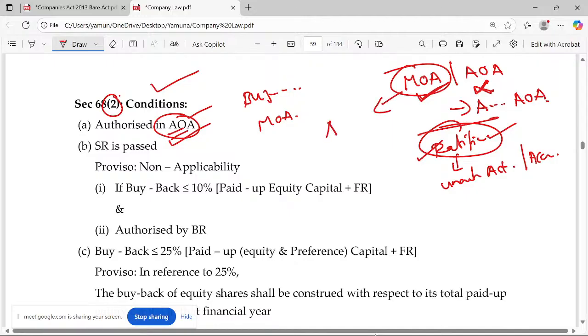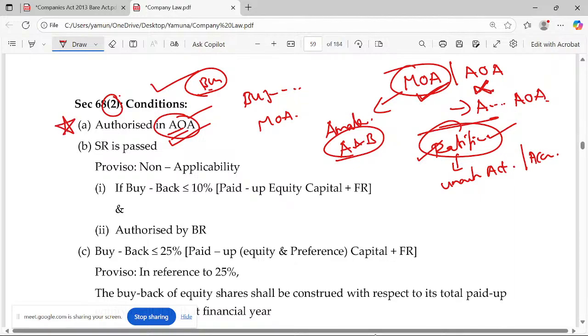Under the MOA, there is a clause with respect to amalgamation of companies. A company and B company are amalgamating. It's there in the MOA, but the provisions are missed out in the AOA. Whether you can amalgamate: yes, you can ratify and do it. But what about buyback? Buyback is definitely not in the MOA. So what you have to do? First step, you have to amend the AOA, then only can you proceed. So this authorization is very, very important.